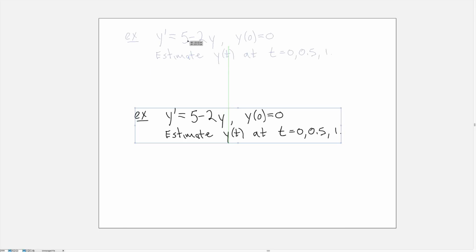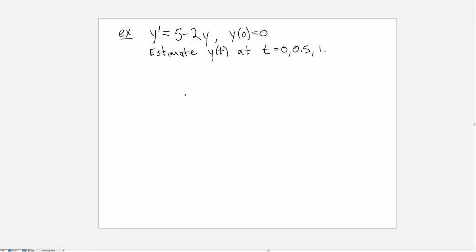First, let's look at a particular example. Let's say we have y prime is equal to 5 minus 2y. That's the differential equation, and the initial condition we want to start with for this example is y of 0 equals 0. The question is asking us to estimate y of t, the solution to this problem, at 0, 0.5, and 1.